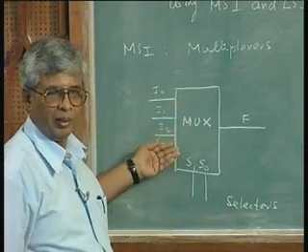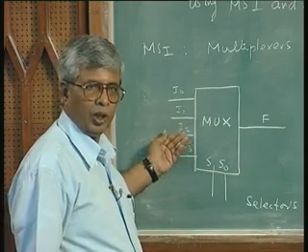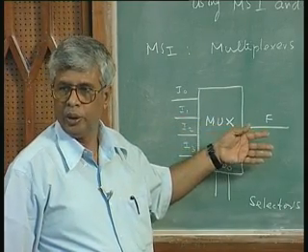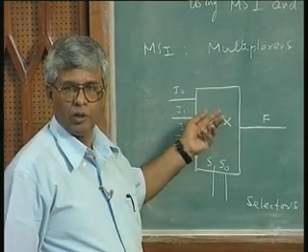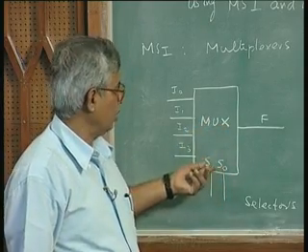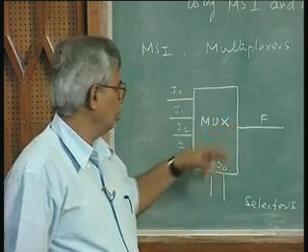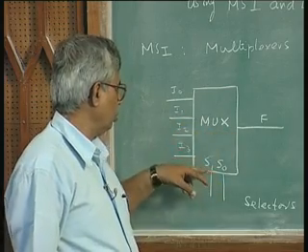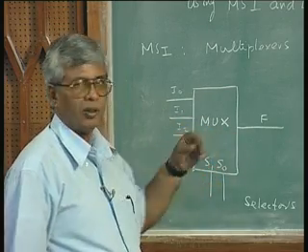I have several signals coming into the input and one of them has to be connected to the output, and which one should be connected depends on the combination of S1 and S0. So, if it is 0, 0, I0 will go through, 0, 1, I1 will go through, 1, 0, I2 will go through, 1, 1, I3 will go through.